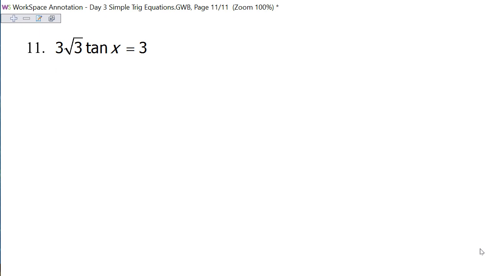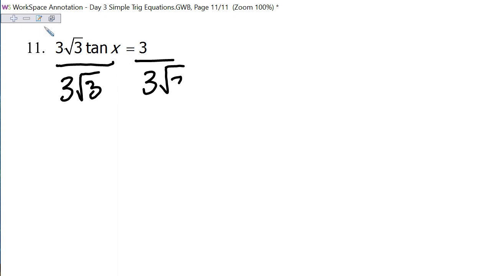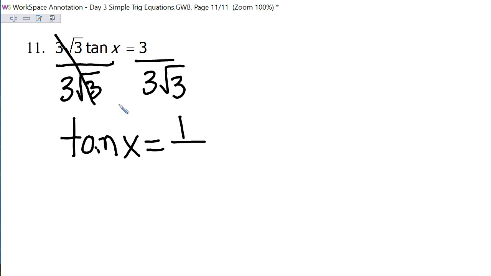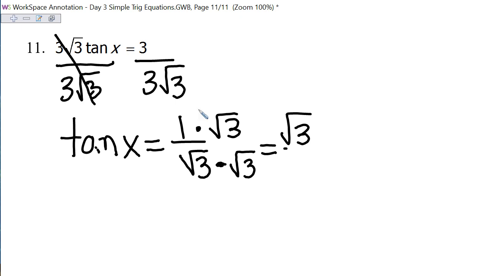Okay, last one. Get the trig by itself. So divide both sides by 3 square root of 3. So that gives us tangent of x is equal to 1 over square root of 3. Rationalize that, which would be square root of 3 over 3.